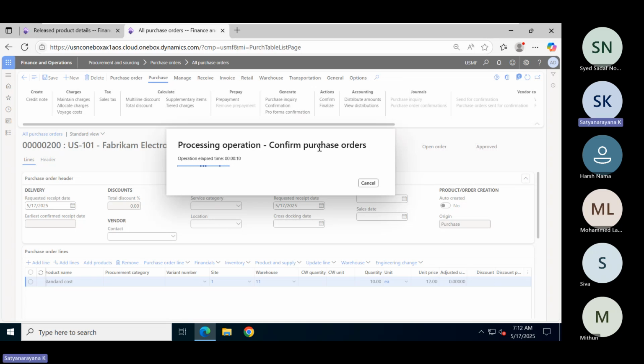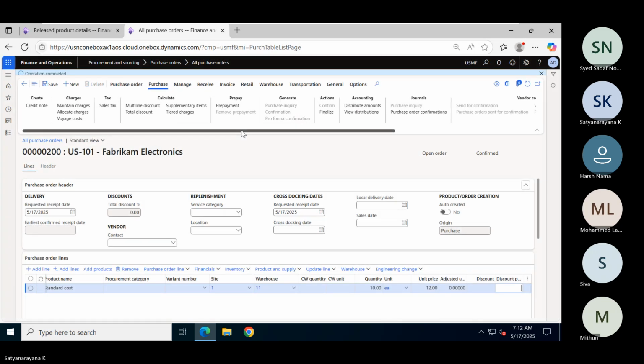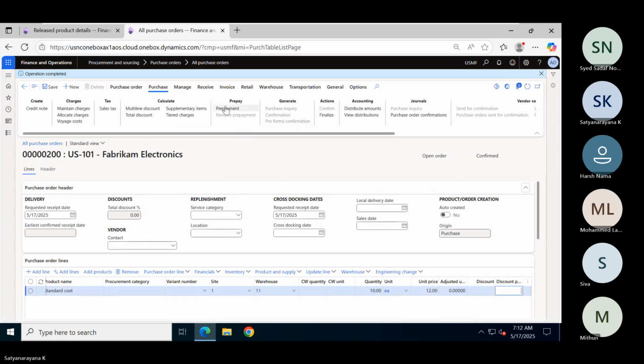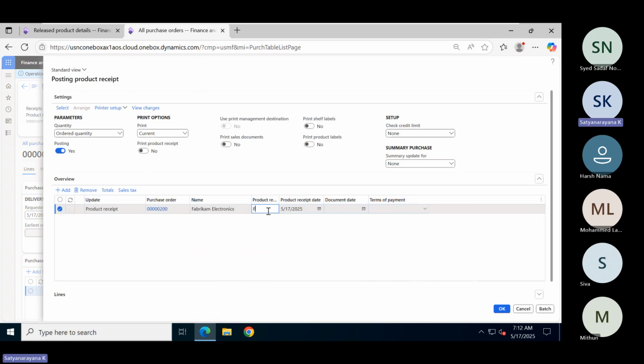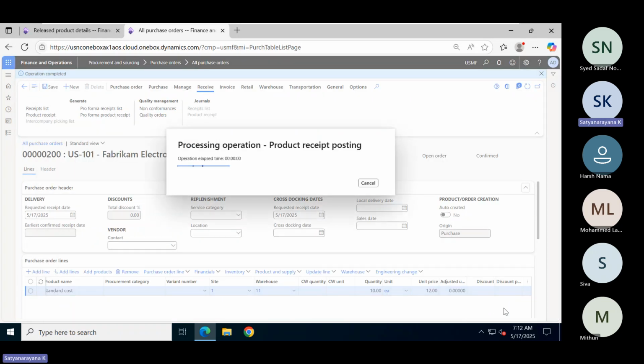Now I'm doing product receipt. I'm entering product receipt number, date. I'm getting an error message. Usually we will not get an error message, but we are getting it now because it is a standard cost method.